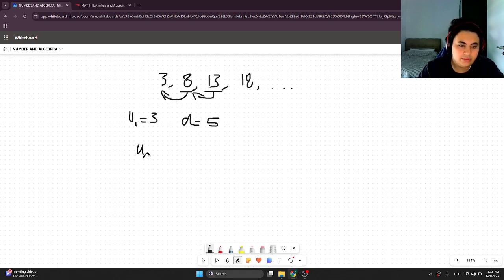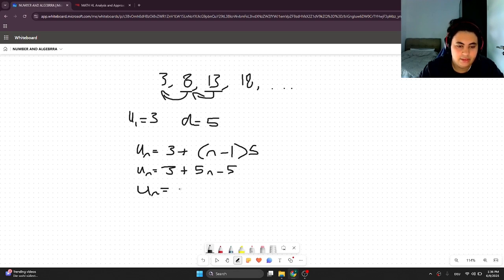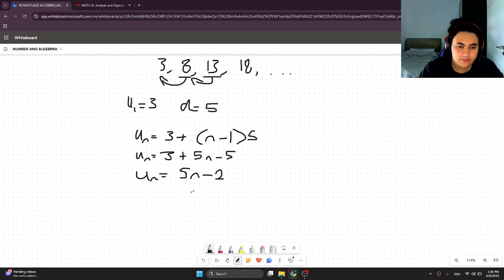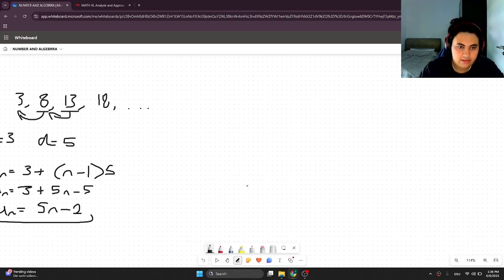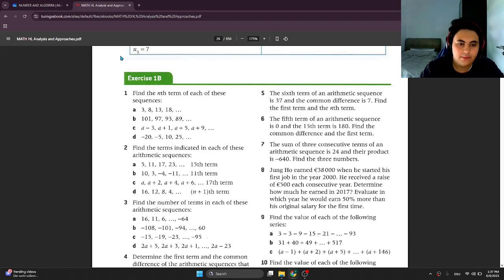So with that, we can build the nth term very easily. So un is equal to 3 plus (n minus 1) times 5, times d. So un is therefore equal to 3 plus 5n minus 5. So un is equal to -2 plus 5n. We'll switch it around and say 5n minus 2, so it looks nicer. So that's the first one, and the answer for that is correct.